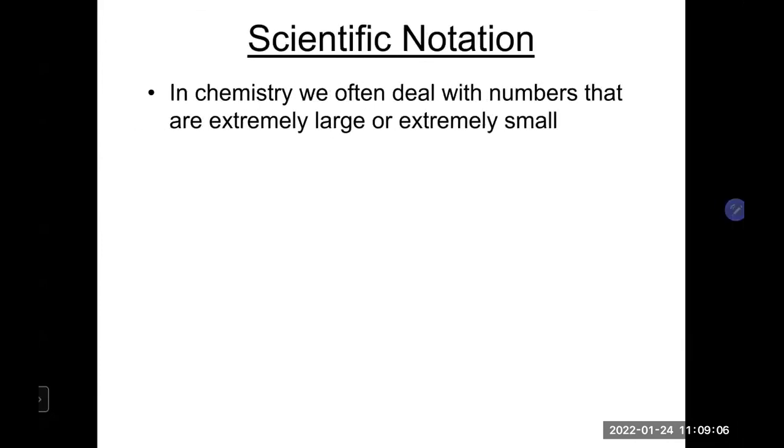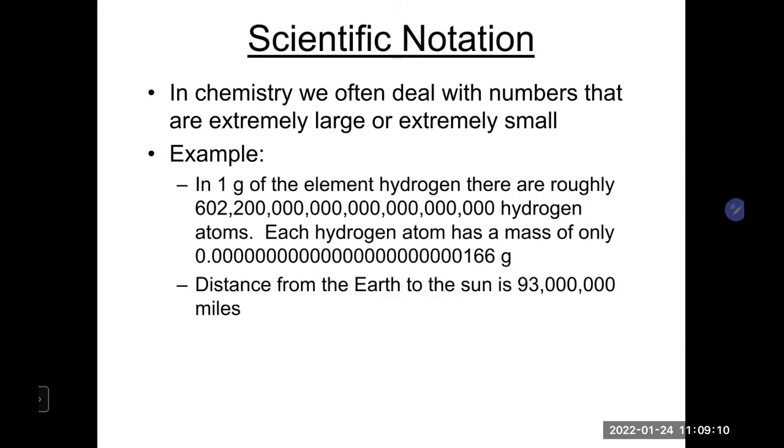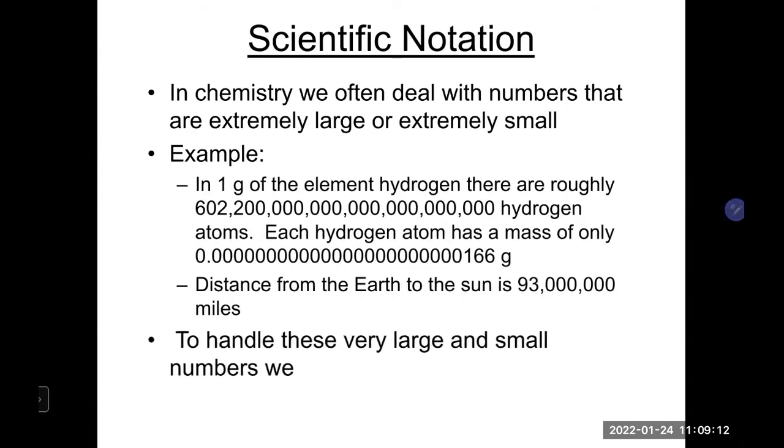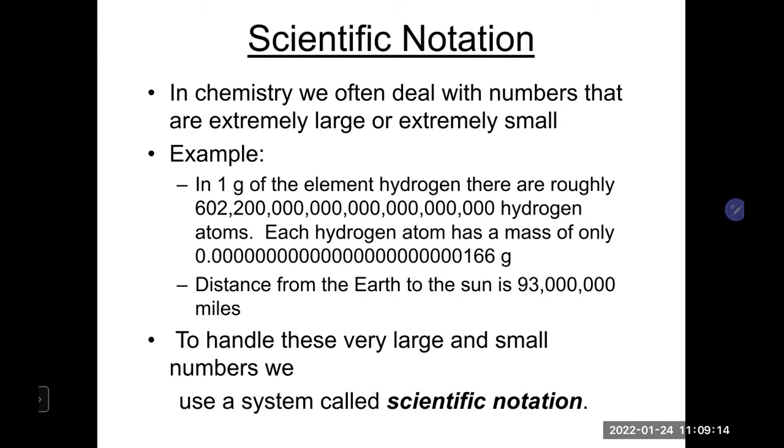So let's talk a little bit about, before we go too far, scientific notation. Obviously in chemistry and a lot of sciences, we have a lot of really large numbers and a lot of really small numbers. So we do use scientific notation to help us handle those numbers.